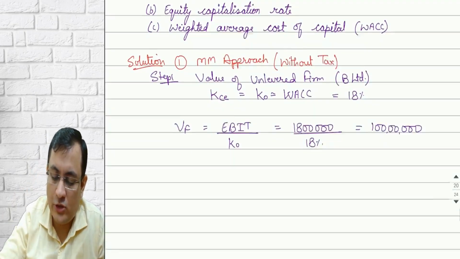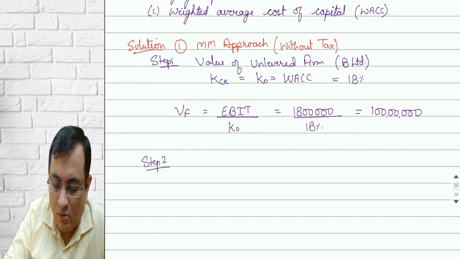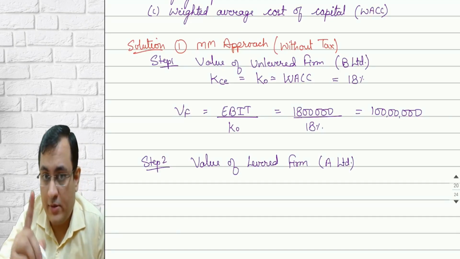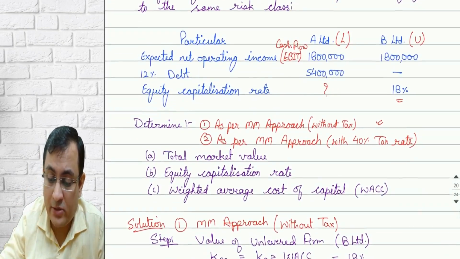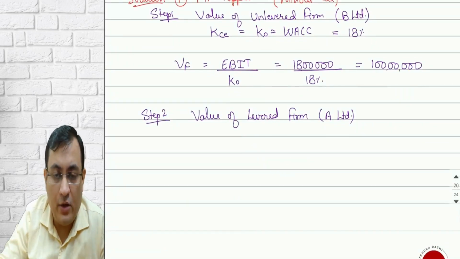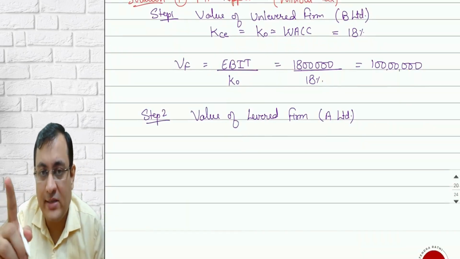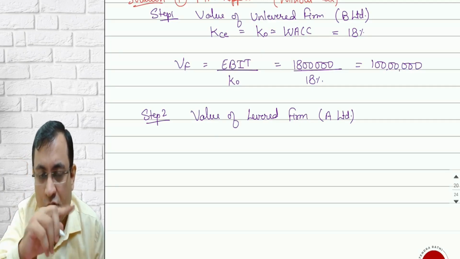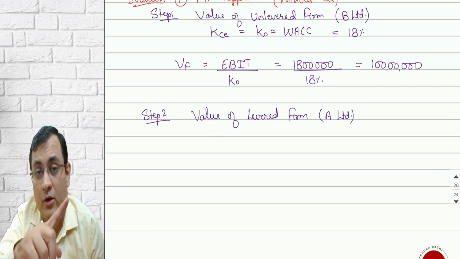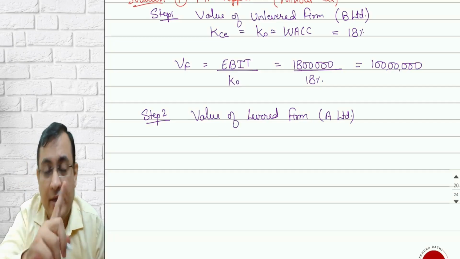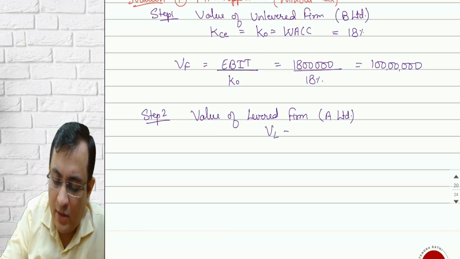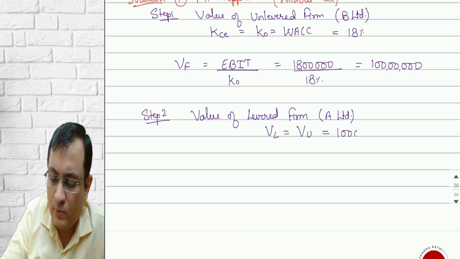Now, Step number 2. Value of levered firm. A Limited, which has introduced debt in its capital structure, 54 lakh at the rate of 12%. Value of levered firm as per approach without taxes, because of arbitrage. If there is an inequilibrium, your rational investors, the equity investors of the overvalued firm, will start doing arbitrage by selling their shares and investing in the other firm, and they will do so until the equilibrium is reinstated. So value of levered firm will always be equal to value of unlevered, that is again 1 CR.